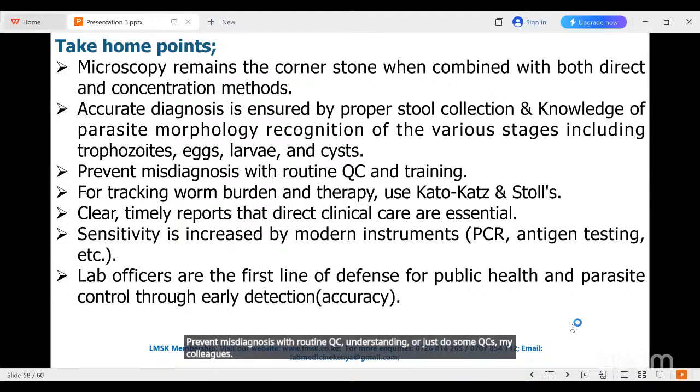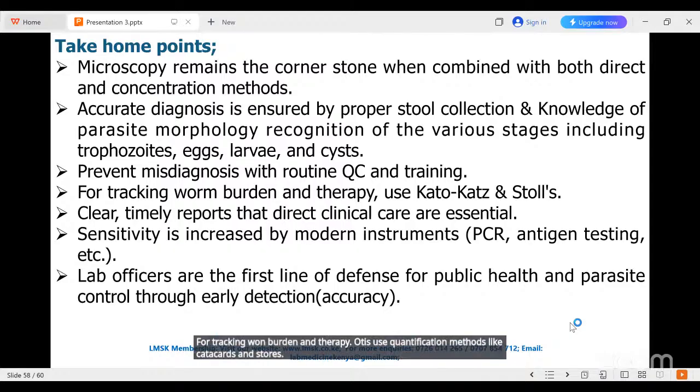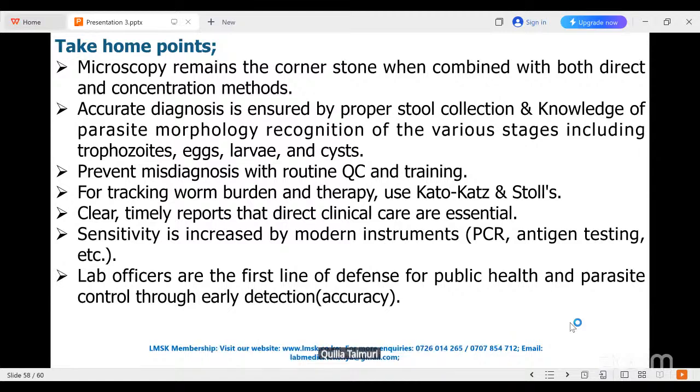For tracking worm burden and therapy, always use quantification methods like Kato-Katz and Stoll's method. Clear, timely reports that direct clinical care are very essential. For sensitivity and specificity, we said use antigen testing methods or use PCR. And then lab officers are the first line of defense for public health and parasite control.